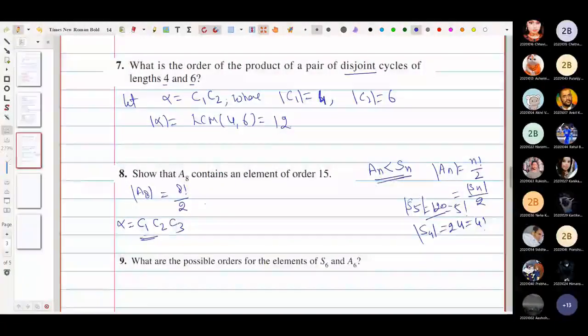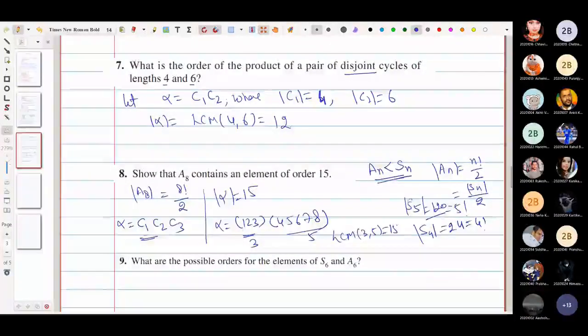Such that the order of alpha is equal to 15. So alpha we can take as (1 2 3), and then another cycle (4 5 6 7 8). These two are disjoint cycles. The order of this one is 3 and the order of this one is 5. So the LCM of 3 and 5 equals 15.